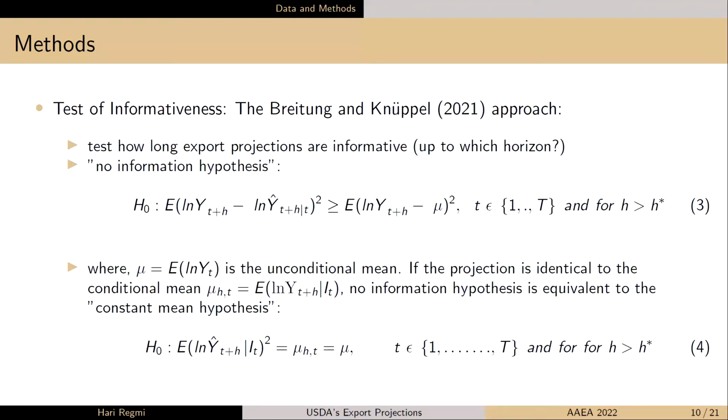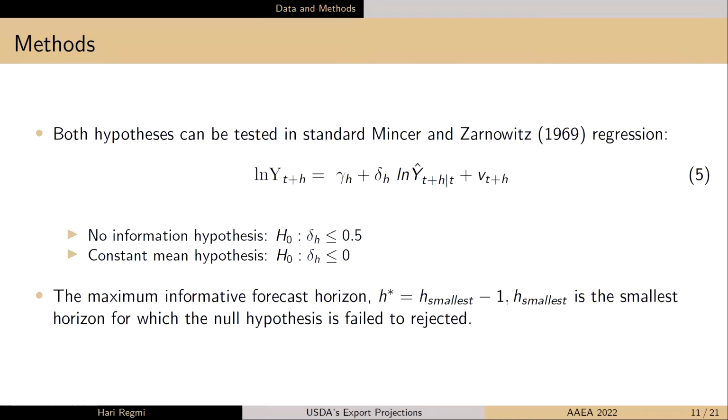One is called no information hypothesis, which indicates that the projection or forecast has information under the given information set. The forecast has information value if the mean square percent error of the forecast is lower than the variance of the realized value. And the authors show that if the projection is identical to the conditional mean of the projection series, it's called a constant mean hypothesis. It is less restrictive than no information hypothesis. So both hypotheses can be tested in Mincer and Zarnowitz's regression framework.